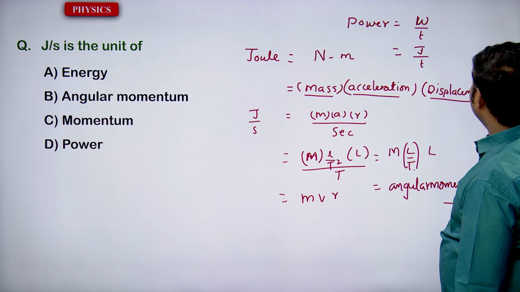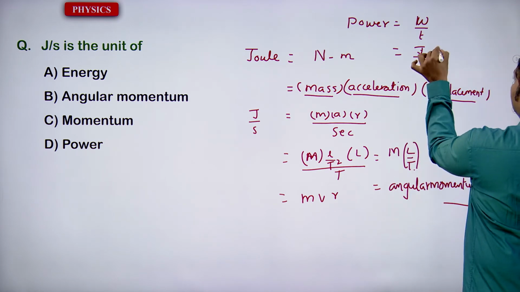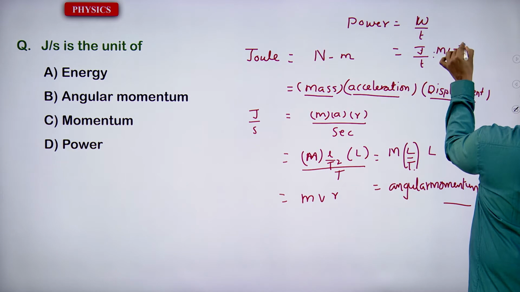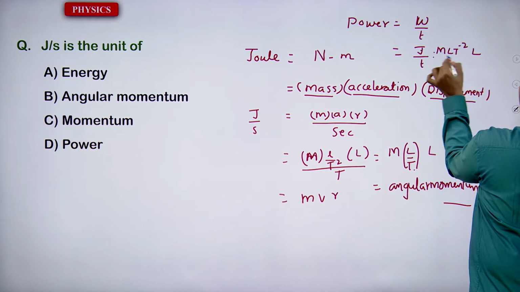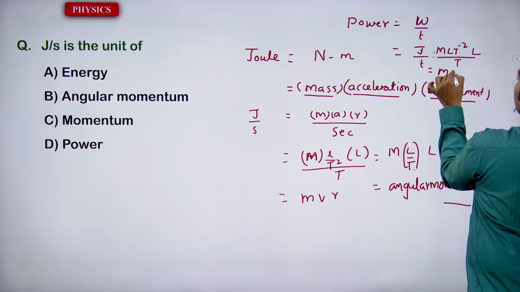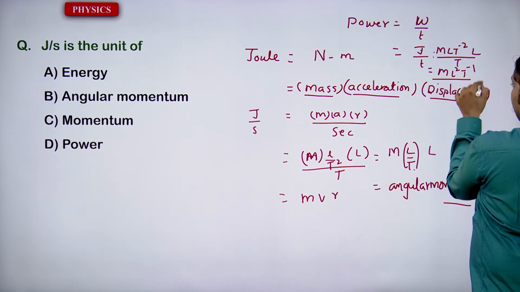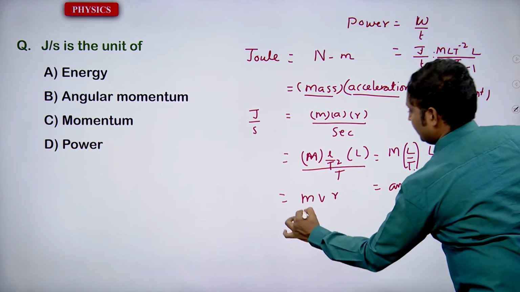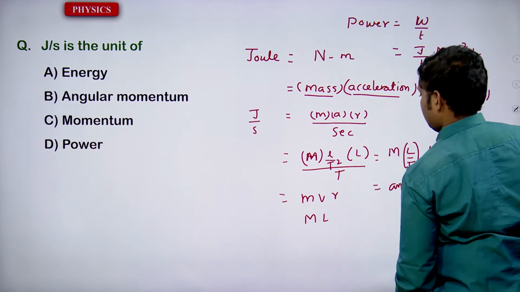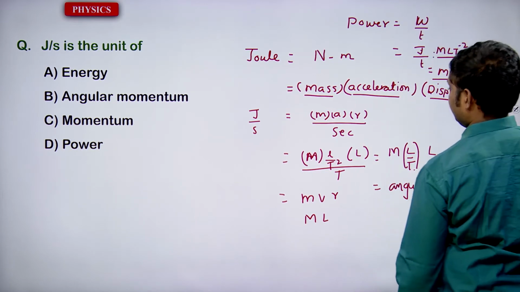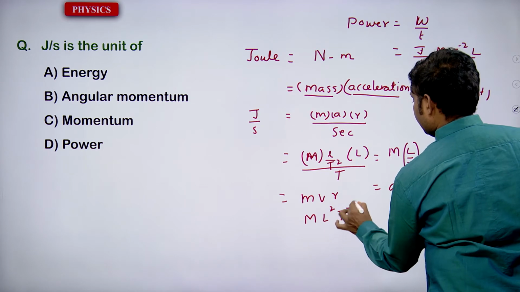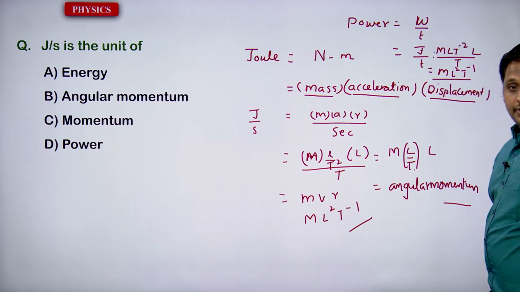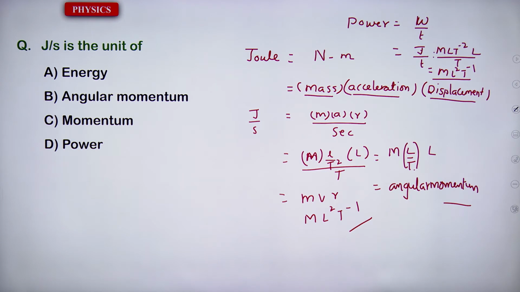While you are going to check that M L T minus 2 into L by T, just you have to get M L square T minus 1. So, you have to get this one, angular momentum also. If you are going to get this M L square T minus 1, okay, it is very clear. You are going to have a look into the matter, that is Joule per second, it is a unit of angular momentum as well as that power. You have to confirm this one, it is very clear.